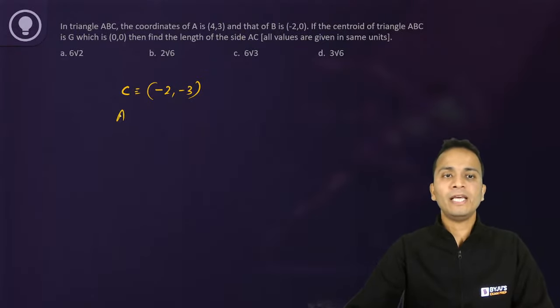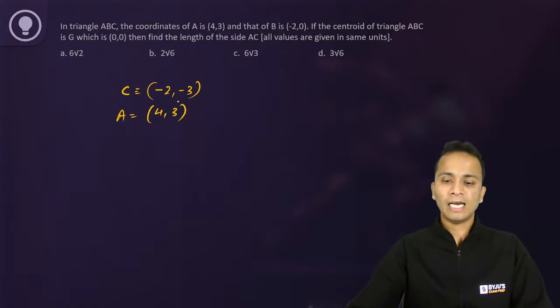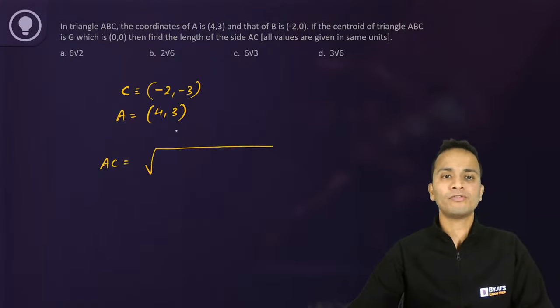Now we have to find out the length of AC. Coordinates of vertex A are (4, 3), and now using distance formula I can calculate the length of AC. So length of AC will be under root of (x1 minus x2) whole square.